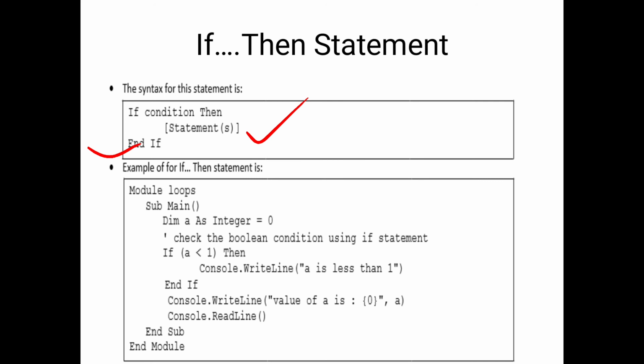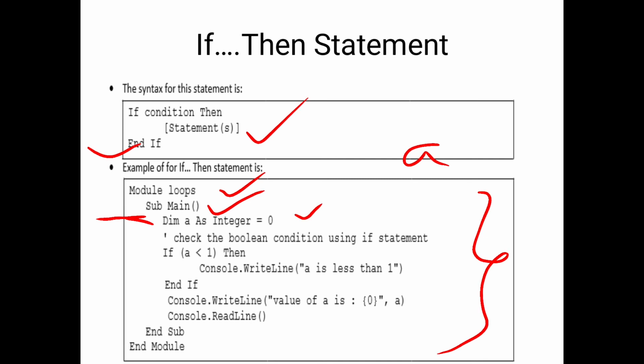Now let us see an example of the if then statement. This is the VB.NET syntax: first we write module, then the module name, then our main function, and then let us declare one variable. For variable declaration, we already know we have to use the Dim keyword. So Dim, then the name of the variable, which is a, then As, and then the data type. Here the data type of a is Integer, which is equal to 0.